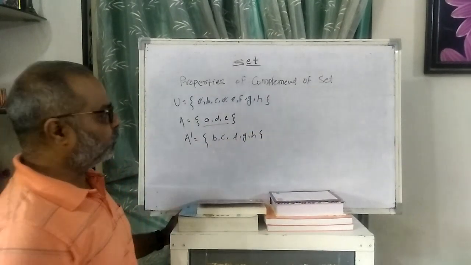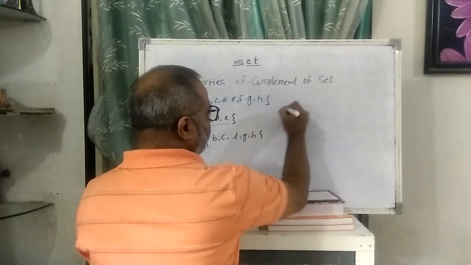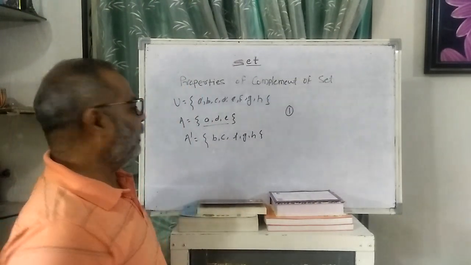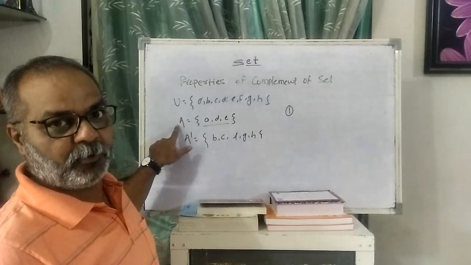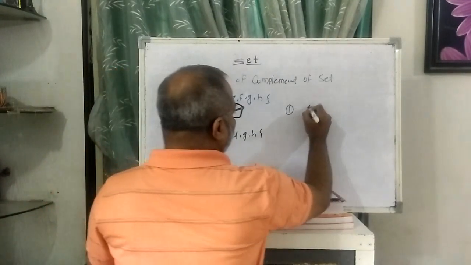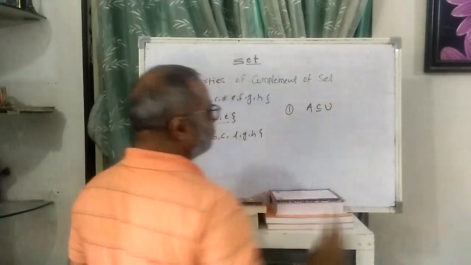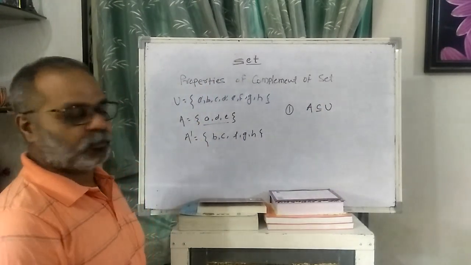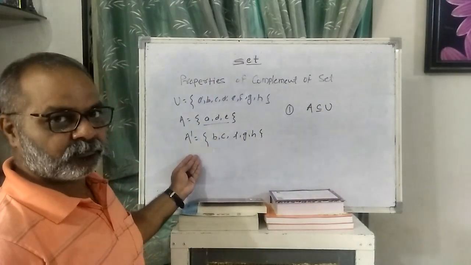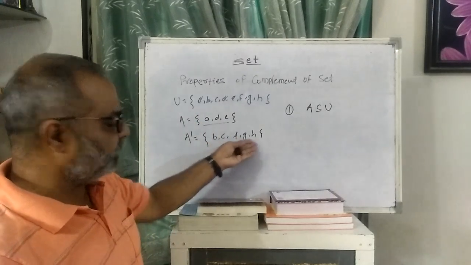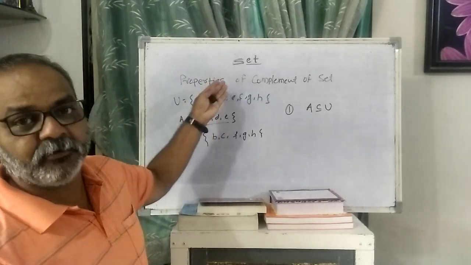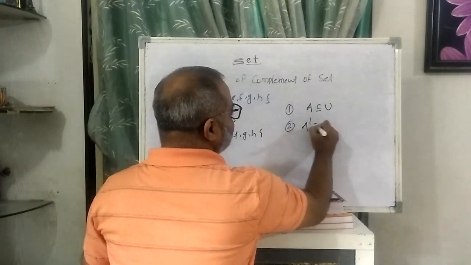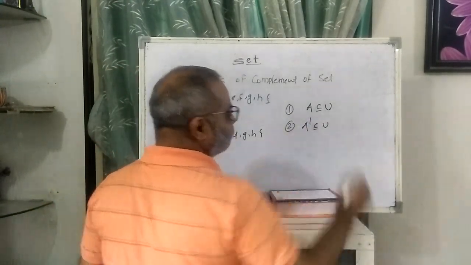Okay. Now, what is the first property? Whichever set we want to find the complement of, here we find the complement of A. That means A is a subset of U. This is our first property. Every element of A is present in U. Now we concentrate on A dash. The elements present are B, C, F, G, H. These are also present in U. That means our second property is that A dash is also a subset of U.